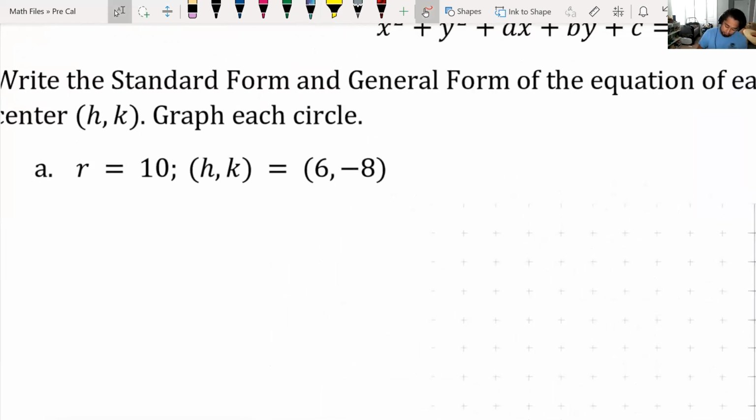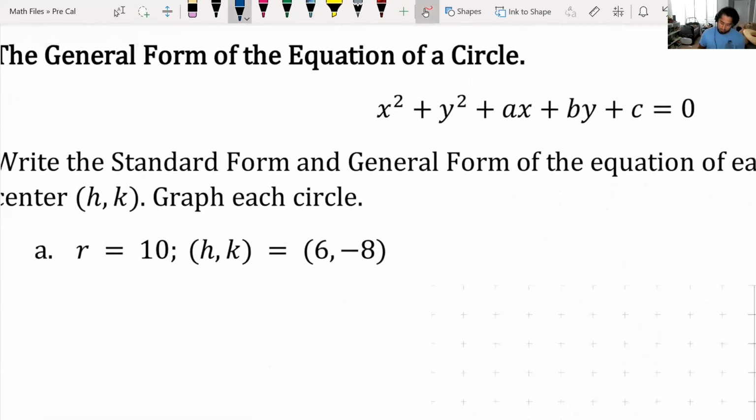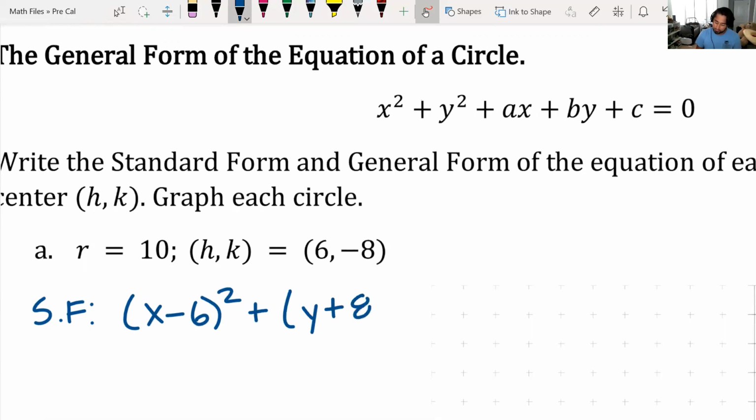SF for standard form. So let's start. They give us the center already, h, k, 6, negative 8. So x minus 6 squared plus y plus 8 squared equal to, the radius is 10, so we're going to be equal to 100. Perfect. Okay, so that's standard form. Easy enough.